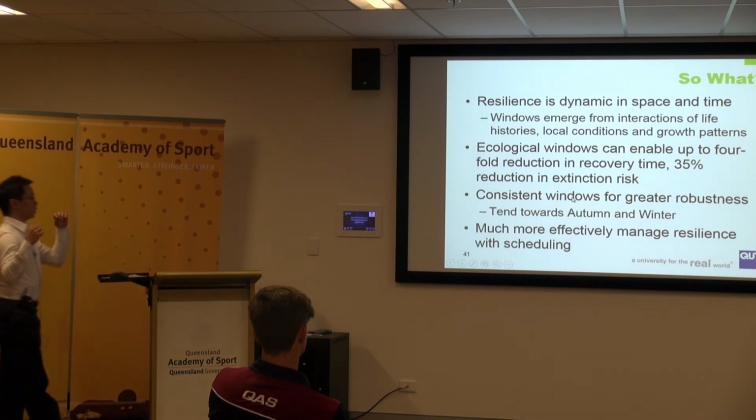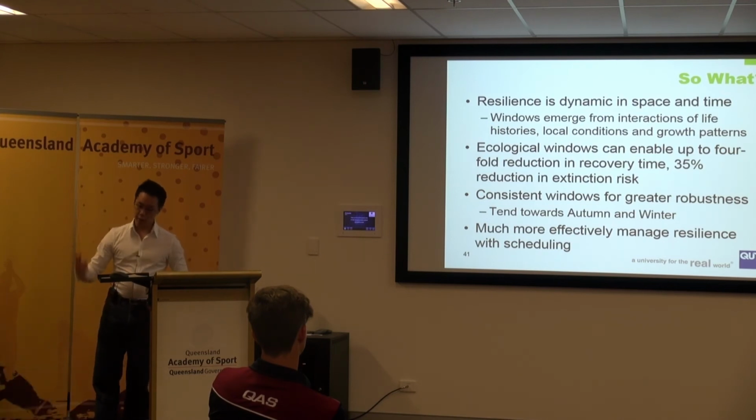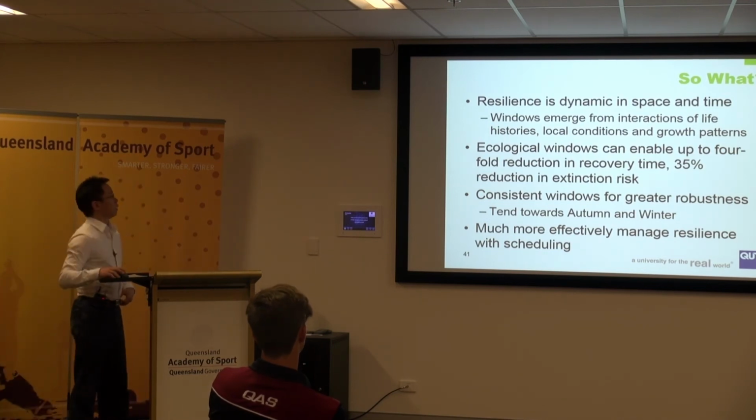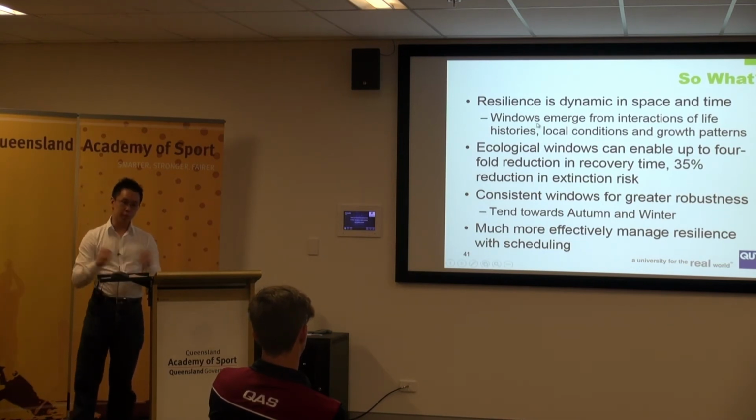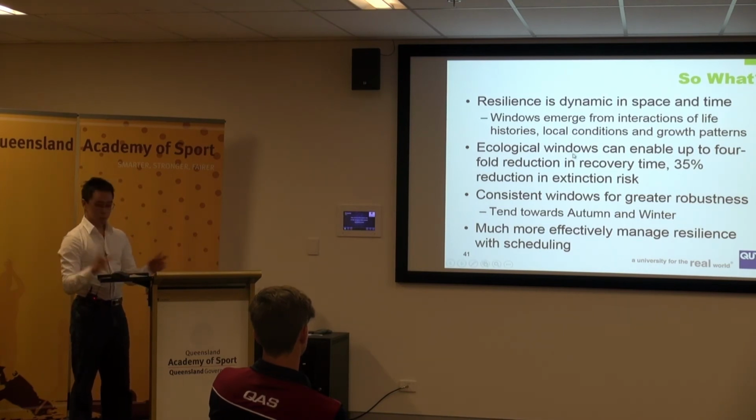So I guess what it's showing is that resilience is dynamic. It changes in space and time, and with the actual stress that you're applying and the nature of it. And then these windows of opportunity for managing, the management levers that you could pull to try to maximize the resilience and mitigate the risk of loss, can be discovered if you're able to develop a whole systems model that captures all these different interactions. And they can be very useful because these ecological windows can enable up to a 4-fold reduction in recovery time and 35% reduction in extinction risk.